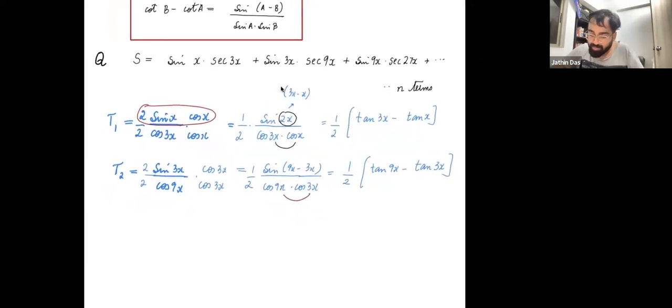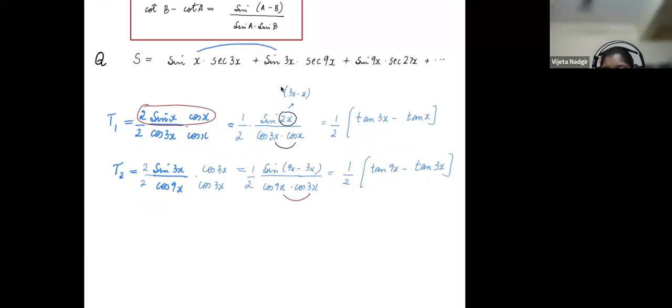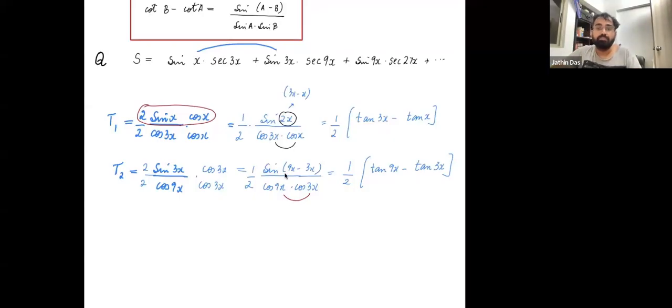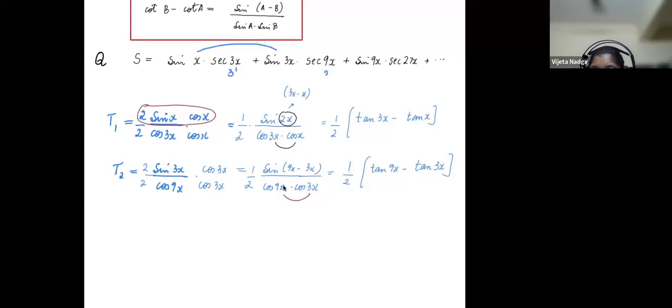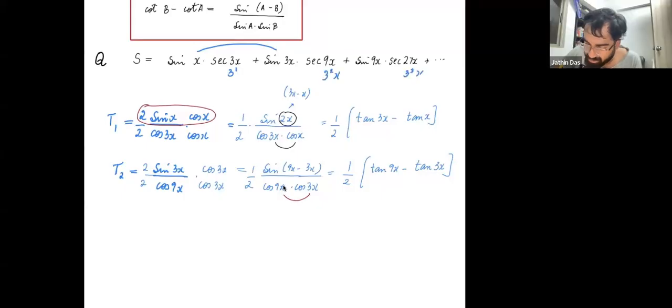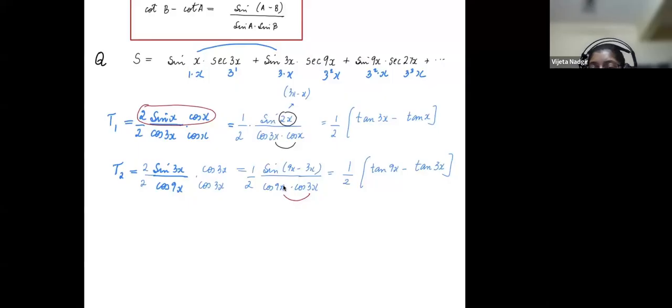Okay, and n terms. So the nth term, tell me what will it be? Because you have to create the nth term here. Now see, here it is 3 raised to 1. Here 3 square x, here 3 cube x and so on. And here it is 1 into x, here 3 into x, here 3 square into x and so on. Do you understand the pattern?